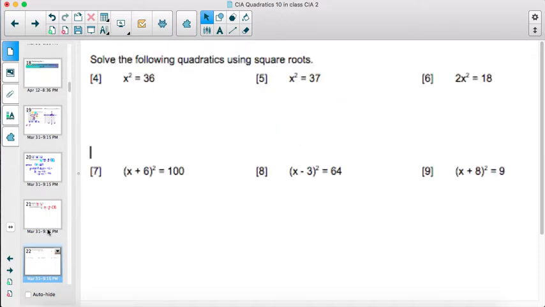And lastly is solving quadratics by square rooting. So remember, the opposite of squaring something is square rooting. So to get rid of a squared, we have to square root. And we should always get 2 answers.